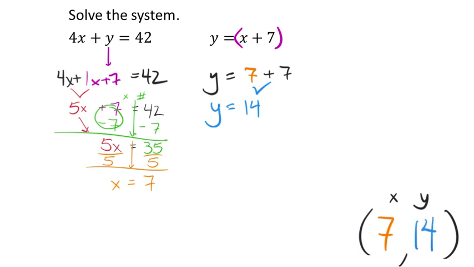But let's just double check with this first equation. I know 7 plus 7 is 14, so I can give the second equation here a check mark. That one should be true. But the first one, this would be 4 times 7, which is 28, plus 14. Yeah, that's 42. So that one checks off, and we did find the solution.